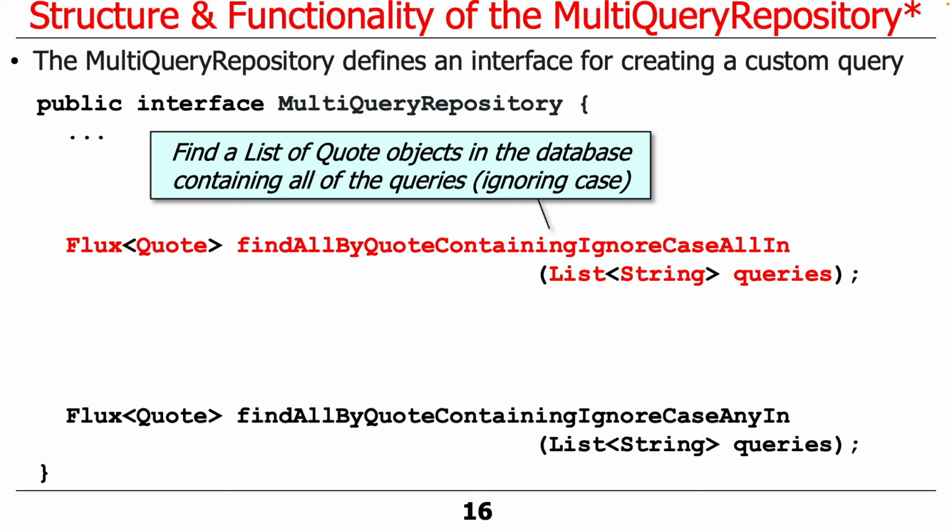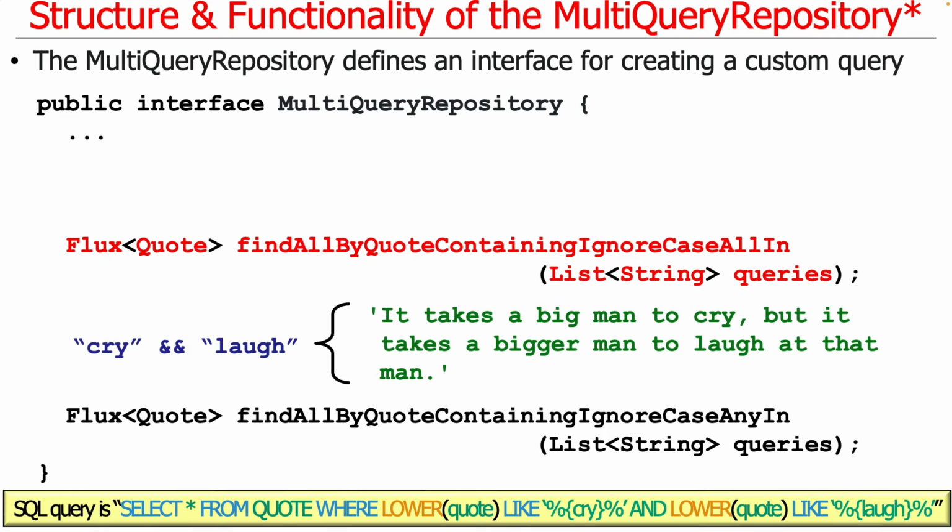The first one is going to find a list of quote objects in the database that contain all of the queries, ignoring the case. So findAllByQuoteContainingIgnoreCaseAllIn. That's the quasi-Spring Data API keyword name, but Spring doesn't do that for us automatically, so we have to write this ourselves as a custom query. And here's an example. If we look for all quotes that have both the word cry and laugh in the quote, then we'll find it'll match: It takes a big man to cry, but it takes a bigger man to laugh at that man.